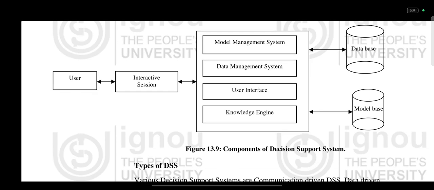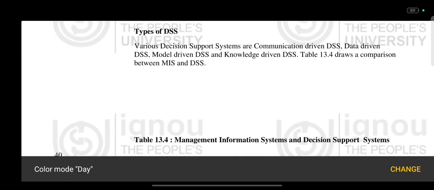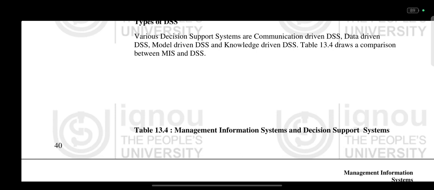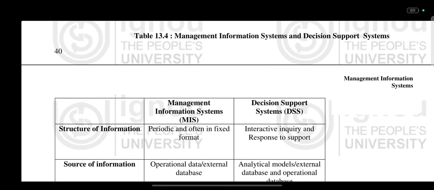Model management system, data management system, user interface, knowledge engine. So here you can see the components of decision support system. Types of DSS. Various decision support systems are communication-driven DSS, data-driven DSS, model-driven DSS, and knowledge-driven DSS. Table 13.4 draws a comparison between MIS and DSS, Management Information System and Decision Support Systems.